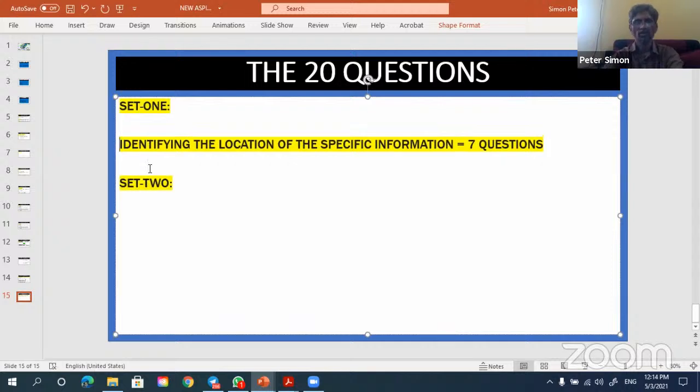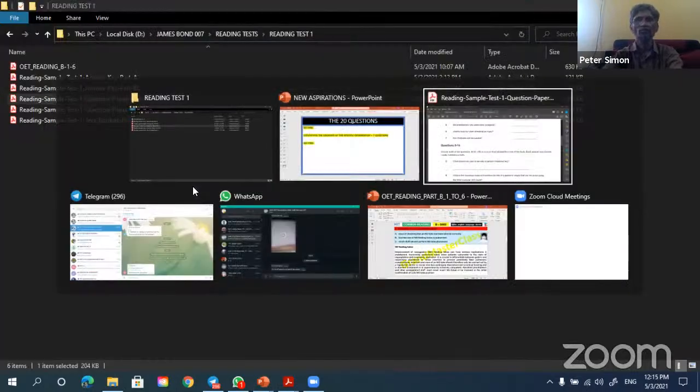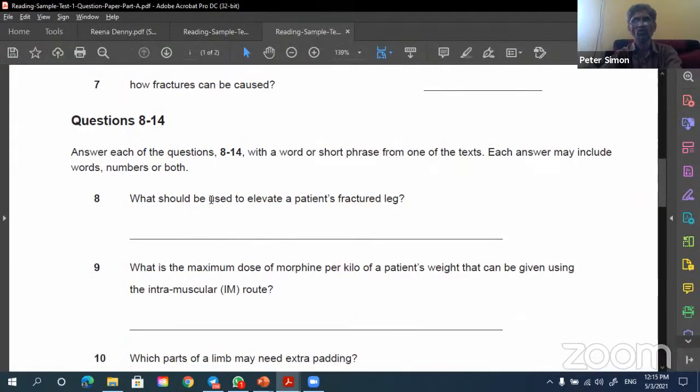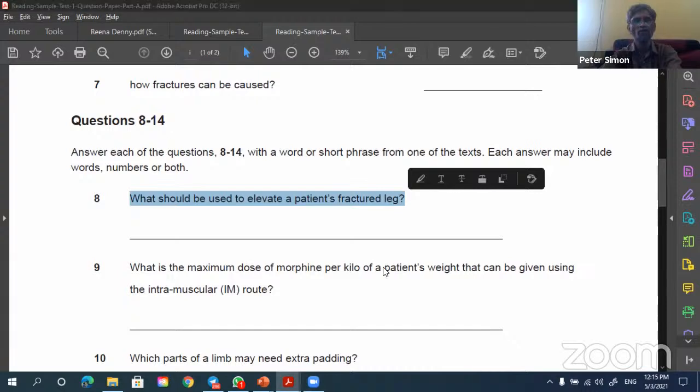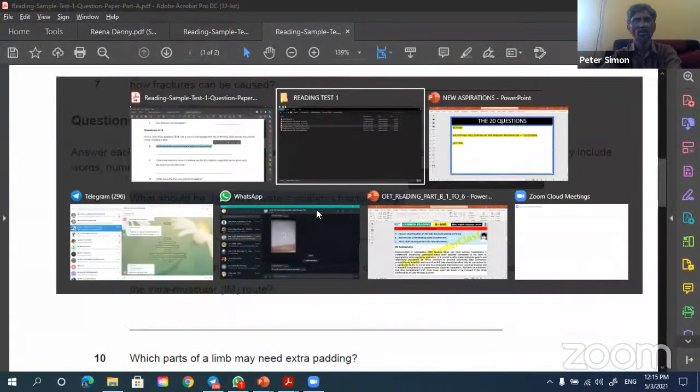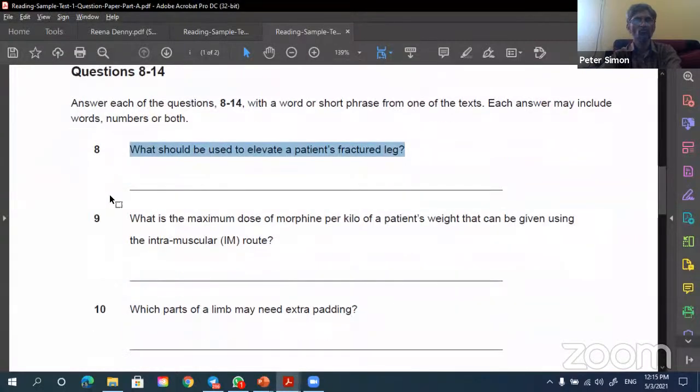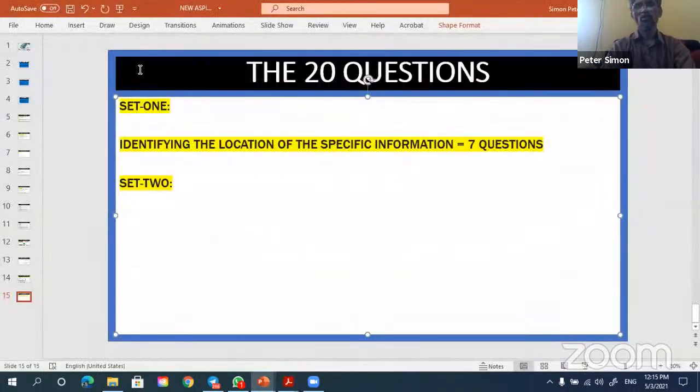Next, set two. Set two is short answer questions, short phrase answers. How many are they? 8 to 14: 8, 9, 10, 11, 12, 13, 14. 7 questions are there. So these are also 7 questions, short answer questions.